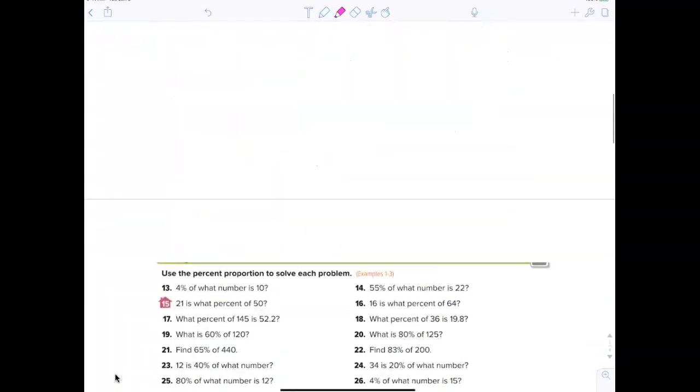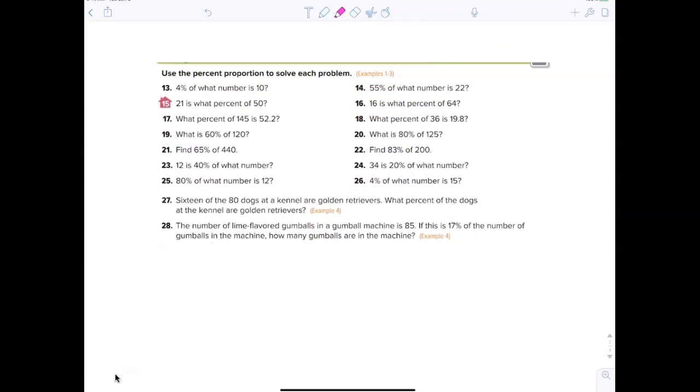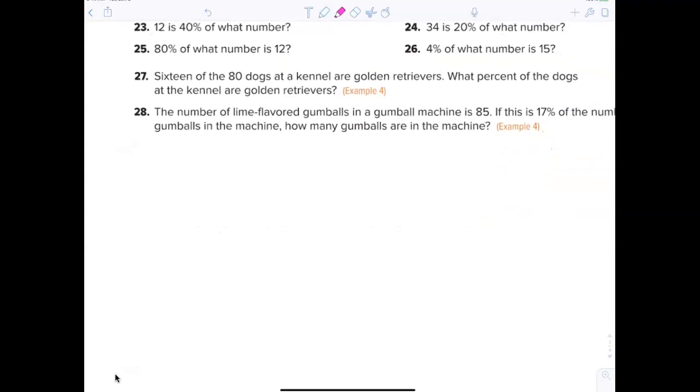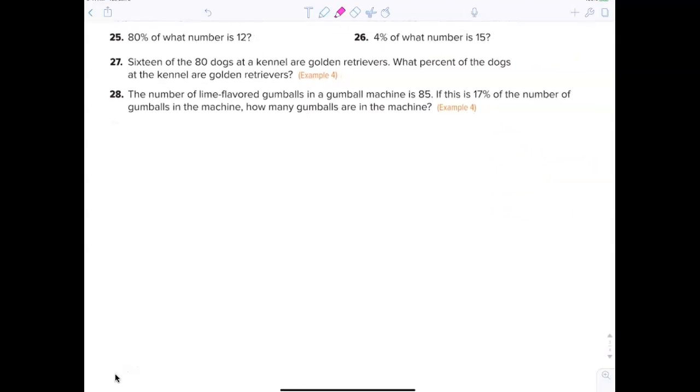So now I feel good about 13 through 26. Does everybody agree with that? That's just doing the is over of stuff. And then, like I said, tomorrow we'll do a better job. What I want to do is make sure we do 27 and 28 because those are the word problems. All right.